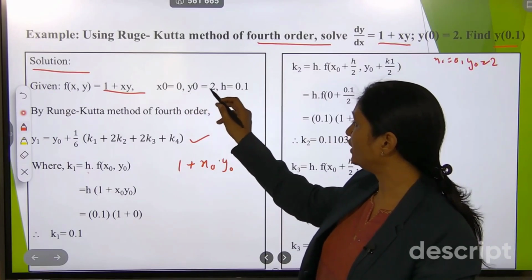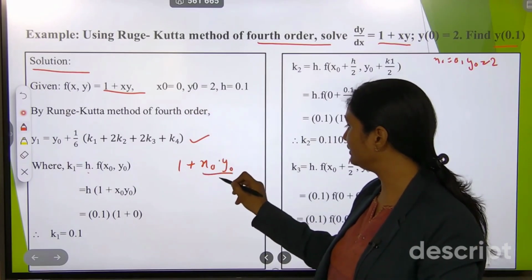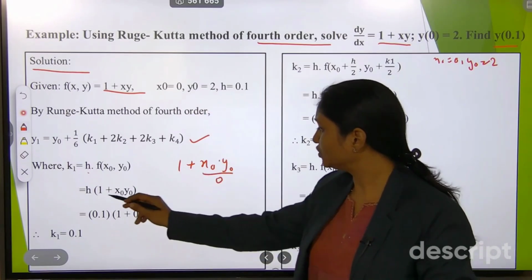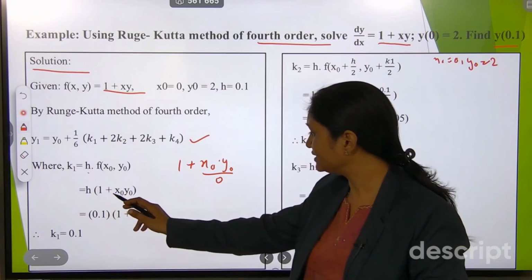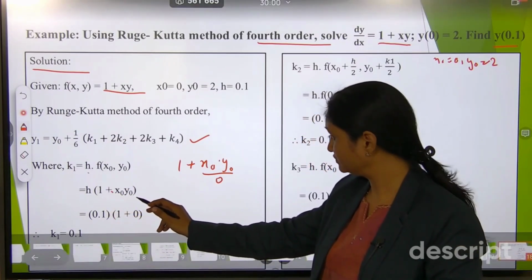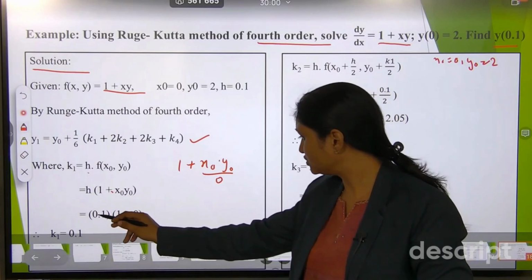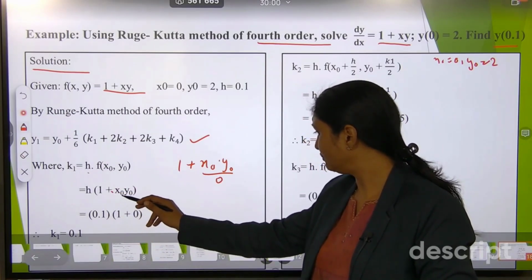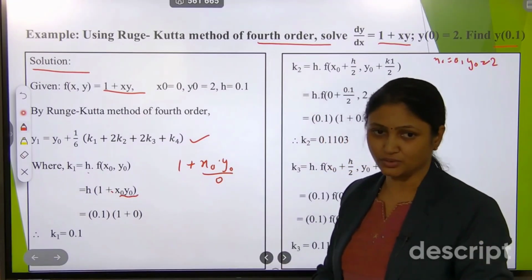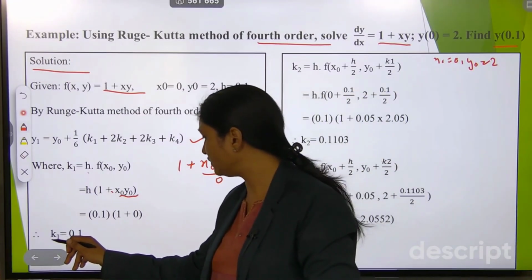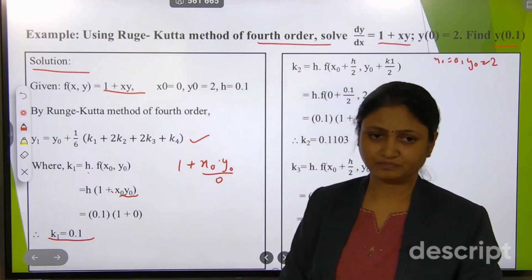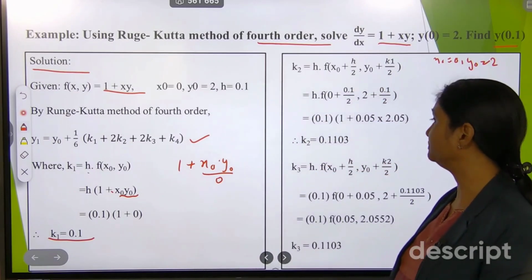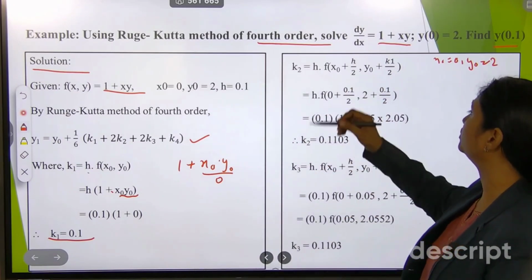Now x0 is 0 and y0 is 2, so this product becomes 0. So h into 1 plus x0 y0: h is 0.1 into 1 plus the product of x0, y0 which is 0. So here we get k1 is equal to 0.1.